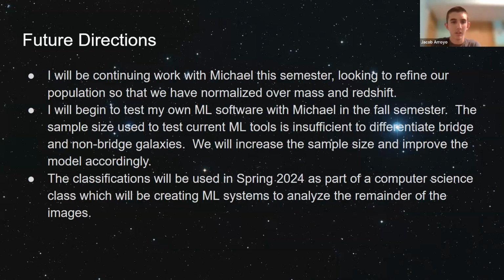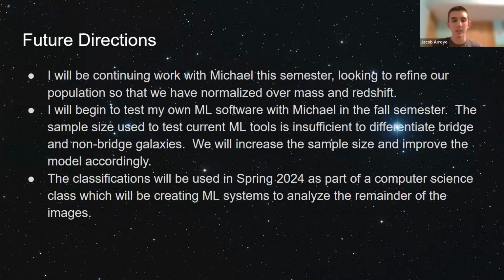So future directions: I'm going to be continuing work with Michael this semester, looking to refine the population, get a better sample of the bridge galaxies, and ideally be able to normalize over the mass and redshift. We'll be starting work on some machine learning software. So far, Michael's run some machine learning that has been insufficient in its efforts to differentiate the bridge and non-bridge galaxies, so we'll need a larger sample for that and be improving the model.